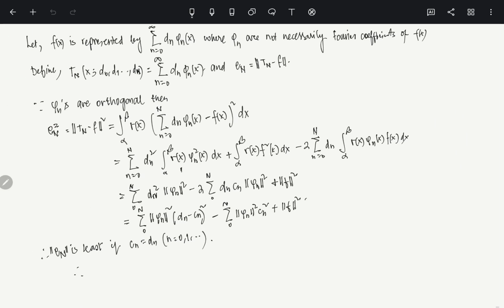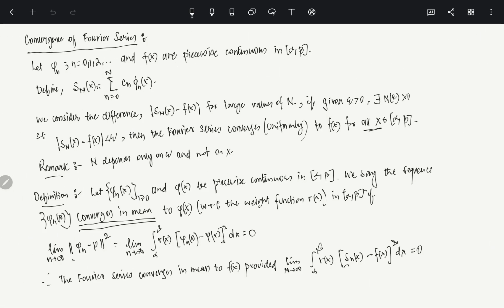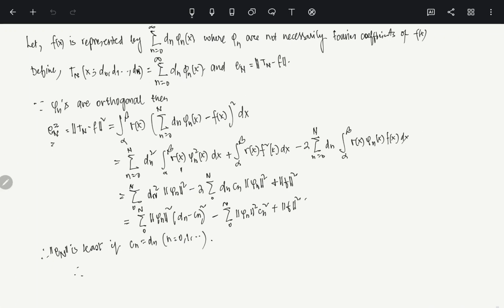I hope everything is clear here. See what we did: we wrote f of x as summation dn phi n, where dn is not necessarily the Fourier coefficient of f of x. And we calculated En square, which is nothing but the finite sum with respect to those coefficients dn minus f square. So in the mean they will converge in the mean, and we have to talk about this particular term.